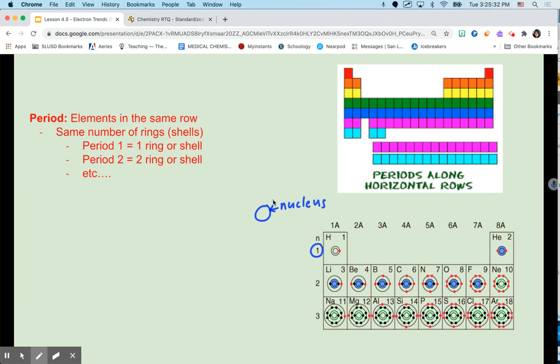Remember that this first ring is the nucleus. And so the second ring that you see with the dots, that's red, this is ring or shell number 1, right? So this ring is the actual ring. The first ring is the nucleus. So if you're in period 2, it's going to have 2 rings, 1, 2. If you're in period 3, it's going to have 3 rings.